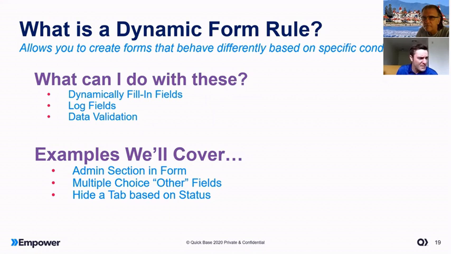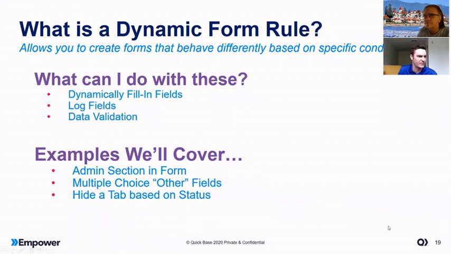So, we've covered the ability to make more than one form for a table and assign those to various roles in an application. But there might be some scenarios where not only would you wish to have different forms for different kinds of users, but you might have different situations for the forms to behave differently. So our dynamic form rules in QuickBase will allow you to create forms that behave differently based on specific conditions.